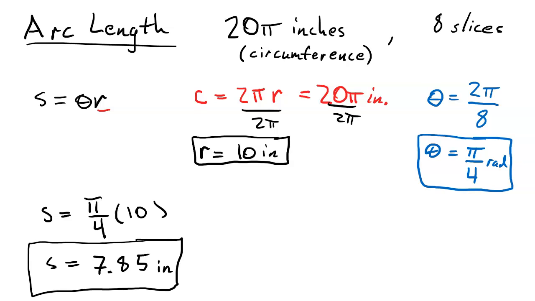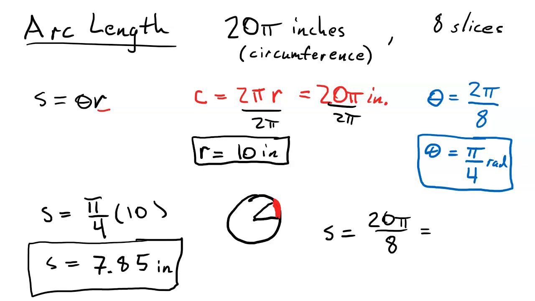Okay. The shorter way of doing this is by remembering that the circumference is the entire edge, like the entire crust of this pizza in this problem. And the slice is just a portion of that circumference, right? So instead of dividing our theta, 2 pi, by 8, we can just divide our entire circumference by 8. So we can take 20 pi inches and divide that by 8.